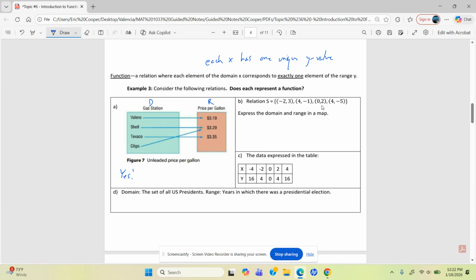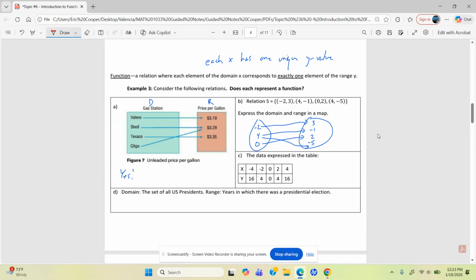Let's take a look at relation S. Let's write it as a map. If we show it as a map, we would take all the values that we have in the domain, -2, 4, and 0, and all the values we have in the range, 3, -1, 2, -5, and we would correspond them. -2 goes to 3, 4 goes to -1, 0 goes to 2, and 4 goes to -5.